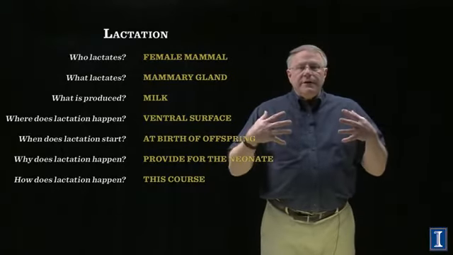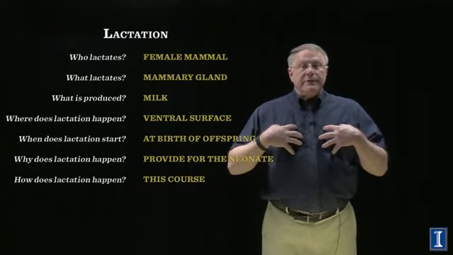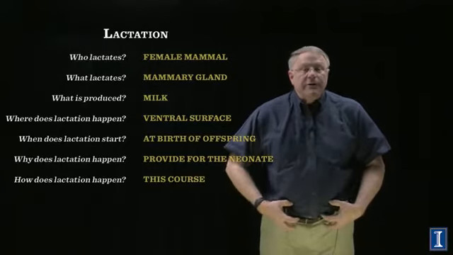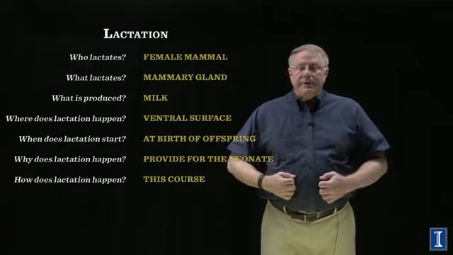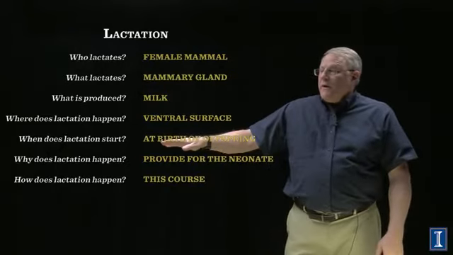Where does lactation occur? On the ventral surface. But again, a lot of difference in our species here. In humans it is in the thoracic region. Cows are in the inguinal region. Pigs and other litter-bearing species will have them all the way up and down the line. So a lot of variation there.